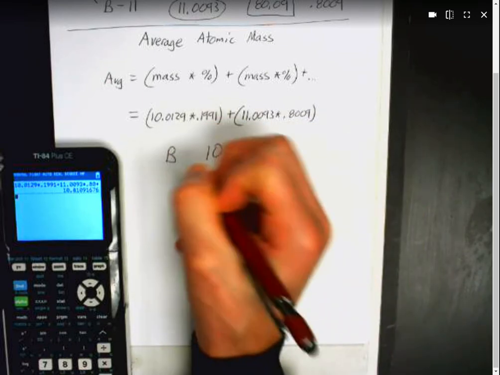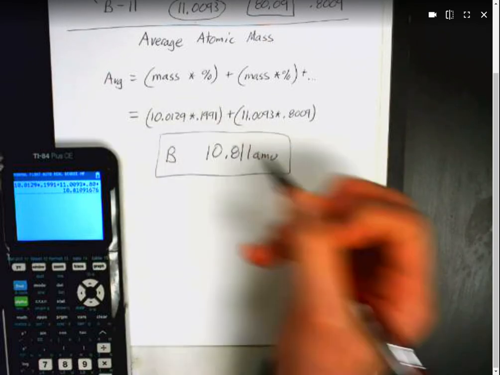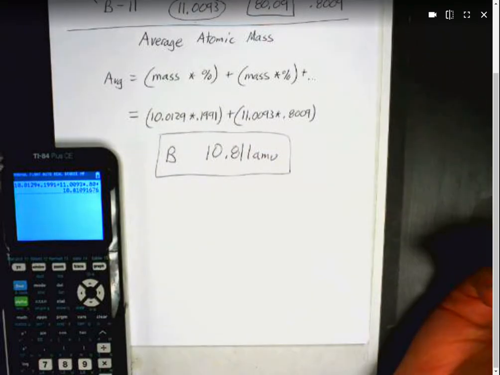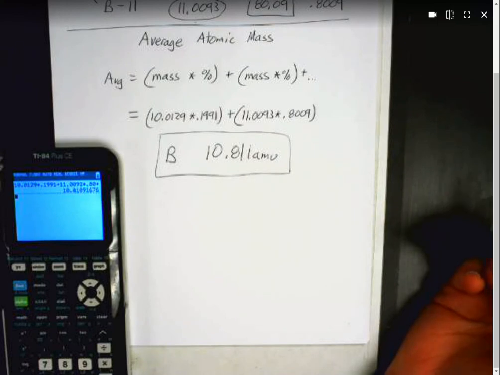So for boron, if you look on the periodic table, you're going to see something similar to that, because this is actually how we calculate the value on the table for boron.